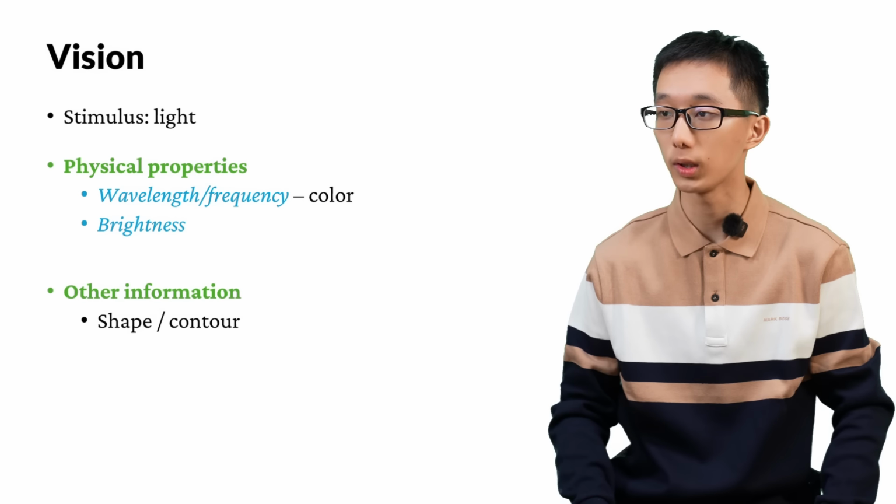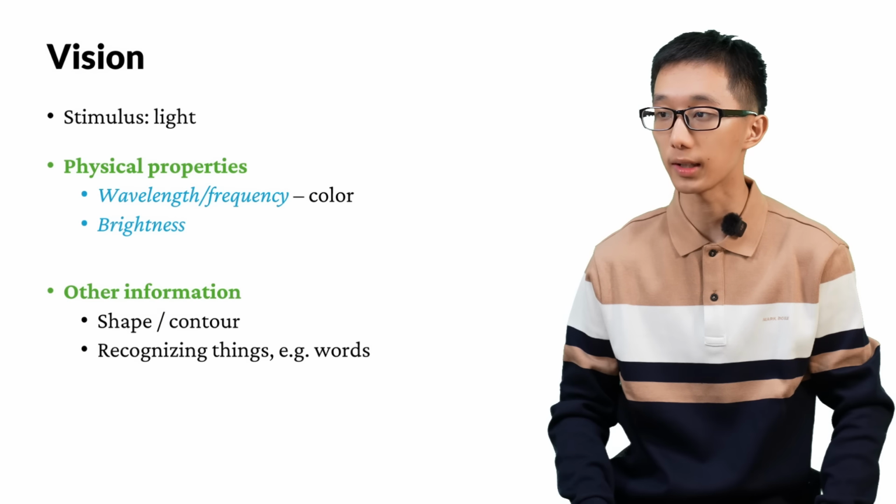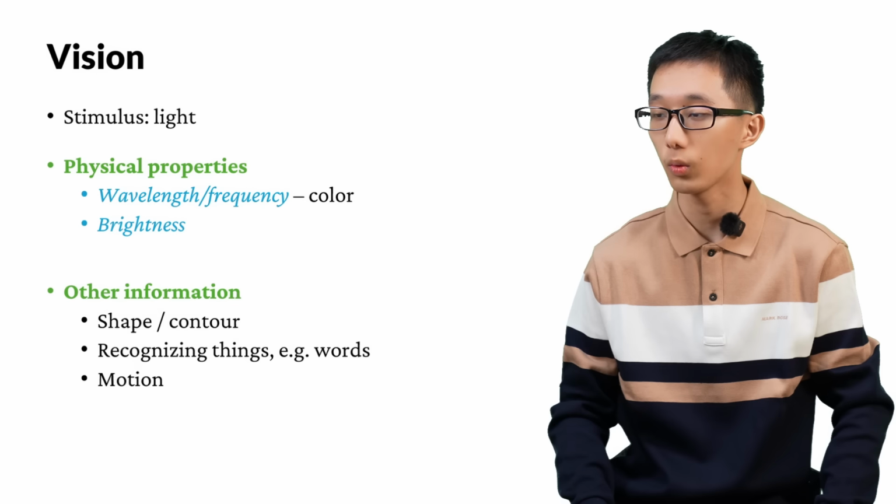For example, we would like to know the shape or contour of something that we are seeing. We would like to recognize things, for example, words or faces. Those will help us a lot in our lives. We would also like to sense motion because moving things are very important. Maybe a tiger is pouncing towards you and you must recognize it instantly in order to get away.